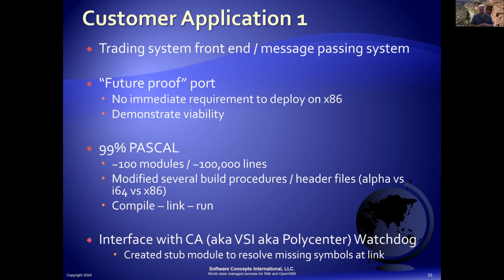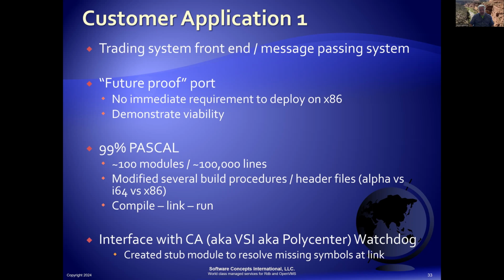Once those changes were made, more or less, I executed their build procedure. It compiled their application and it linked it. I was able to run a couple of their little programs, like reports, that didn't rely on being connected to a securities exchange. They did have an interface with the CA, which used to be PolyCenter and probably three other names, now owned by VSI, Watchdog. And so I created a little stub to just resolve the symbols, routine return success.